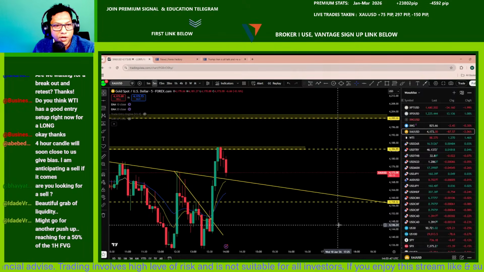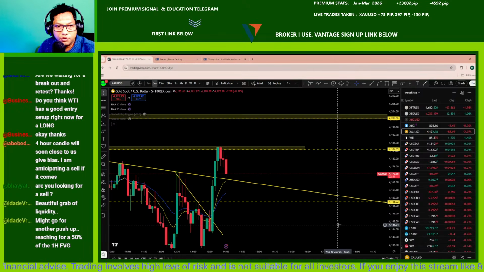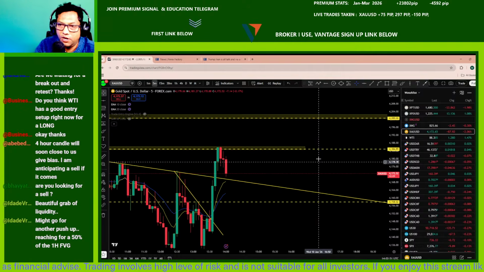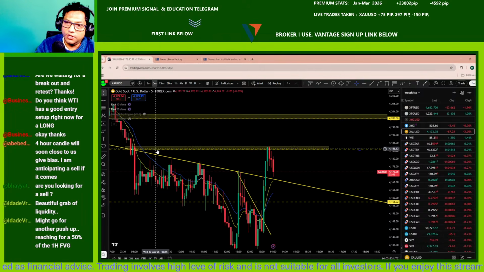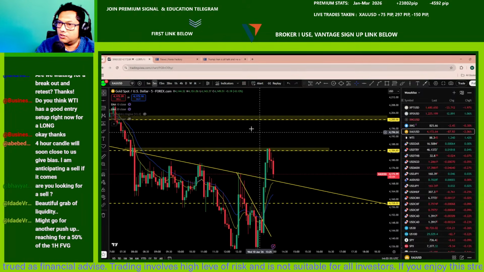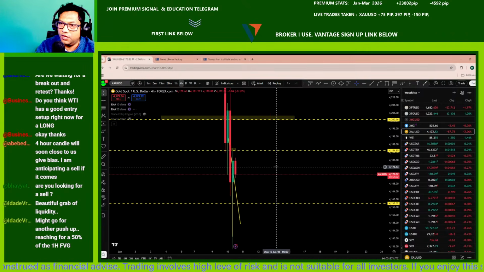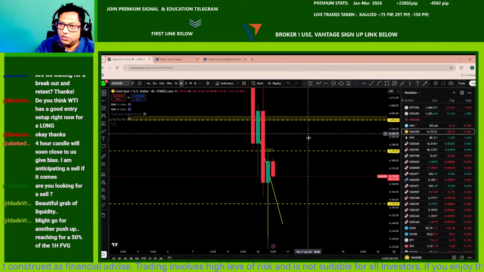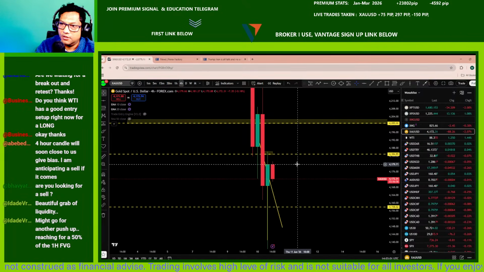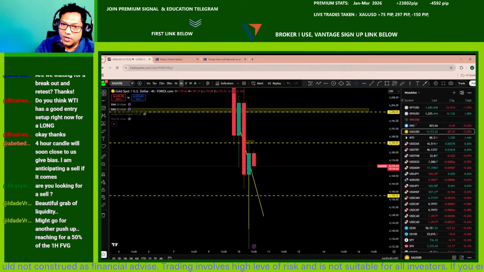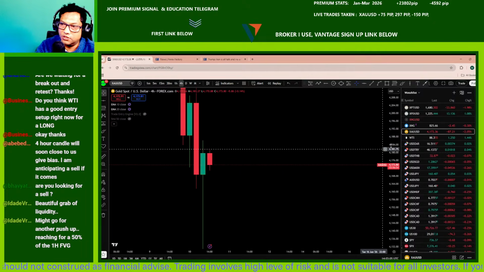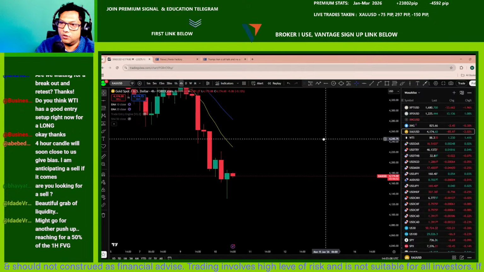It might go for another push up, reaching for 50% of the FVG. So it has broken the trend line. If you look at the 4 hour here, you can see that after the doji, the market has started a new candle. Let's delete all those levels here to see what kind of market this is now.